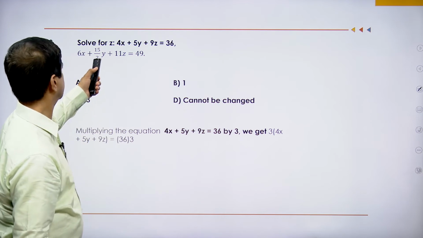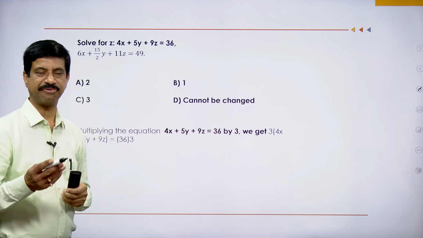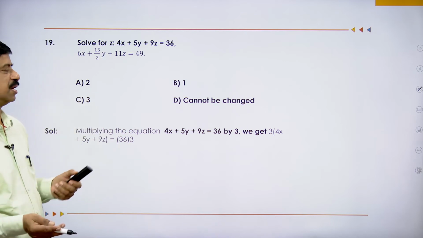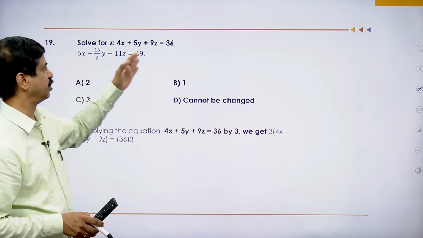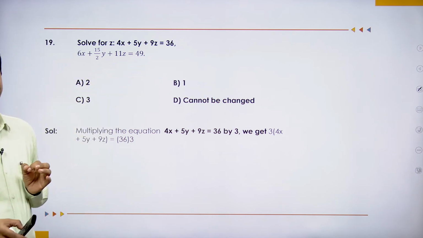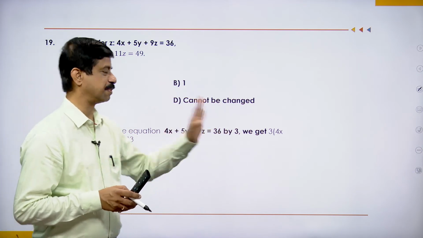Now what did he say? Solve for z means we should eliminate x and y. We should eliminate x and y, then you will get the value of z. Generally when 3 unknowns are there, we need 3 equations to solve. So we should see if we can eliminate x and y with some multiplication.